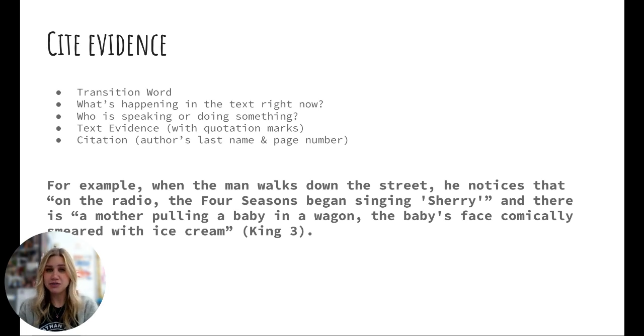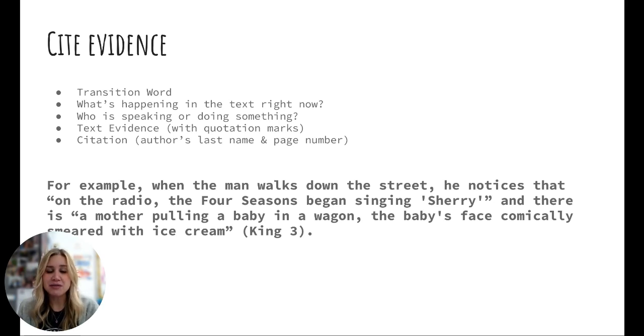Now, when you've chosen your evidence, you want to make sure that you're embedding your evidence. And those 5 bullet points up there are going to help you do that. So you want to have a transition word, for example. That's the one I chose. What's happening in the text right now? So I need to know what the context is. For example, when the man walks down the street. So that's what's happening at that point in the story.